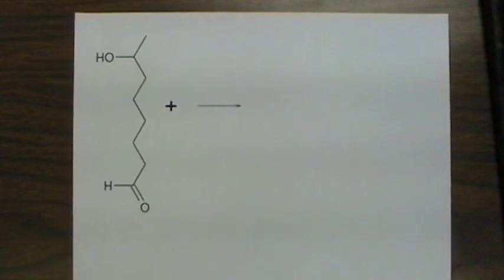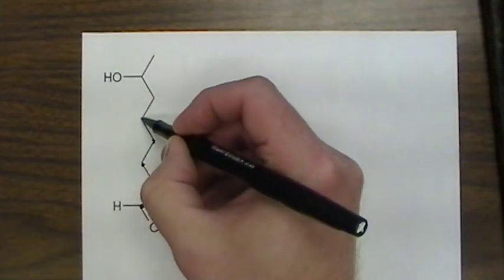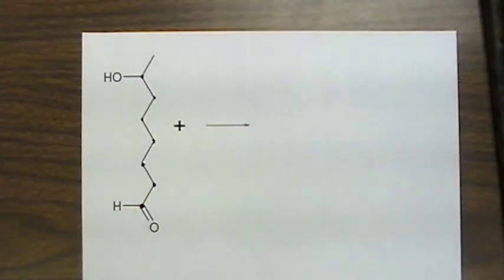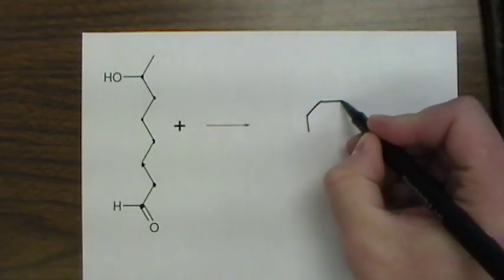Now this one is a little nicer because when we loop back, 1, 2, 3, 4, 5, 6, 7, 8. It's going to be an 8-membered ring, so we can just draw it out like this.